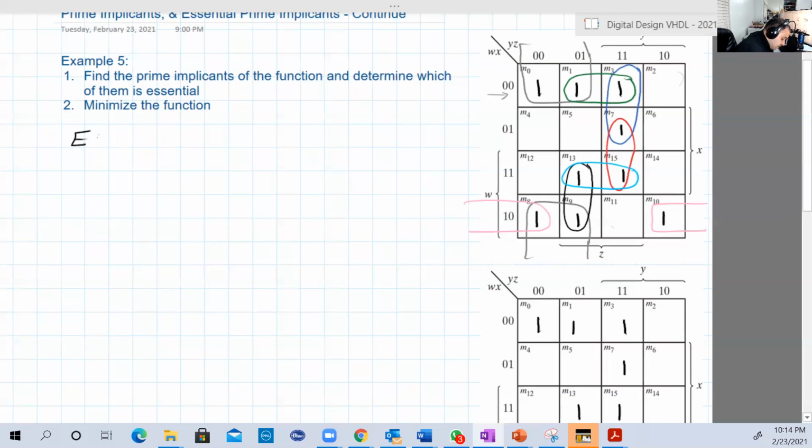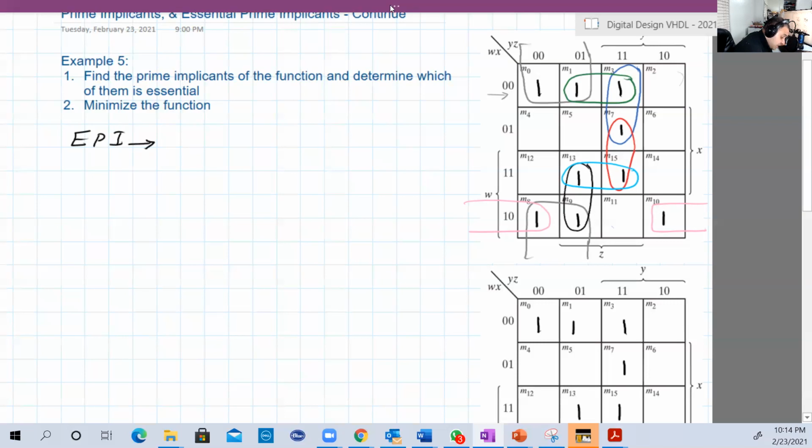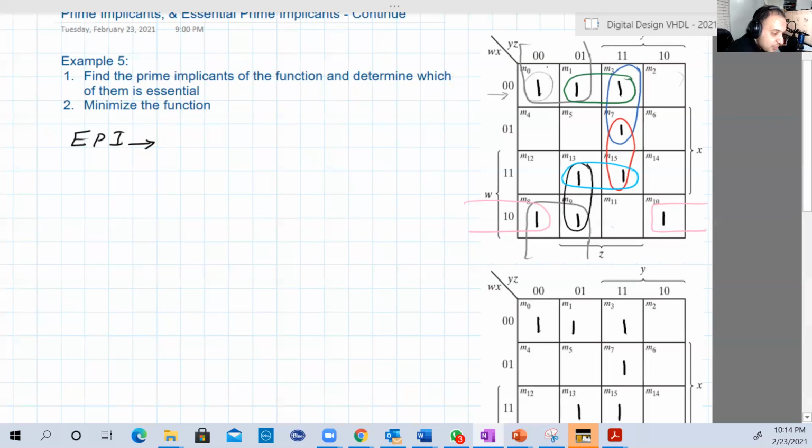So essential prime implicant. The gray is essential because basically this one does not belong to any other group. So what is the gray group? W is changing. X is not changing, so it's X bar. Z is changing, so Y bar. Okay.